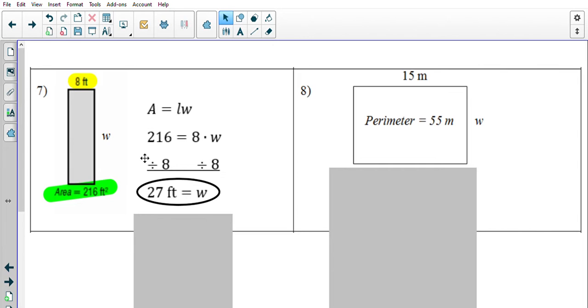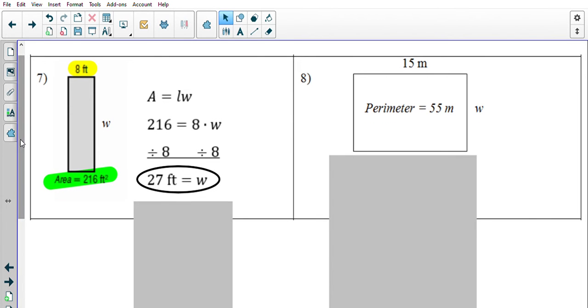Again, I'm going to work through the work pretty quickly, so pause the video at any time if you need to catch up on writing down or jotting down that work.